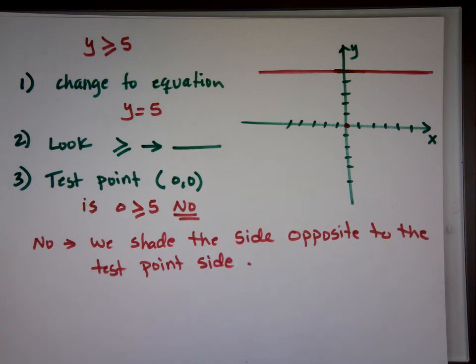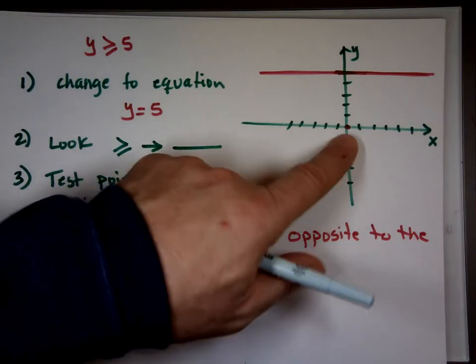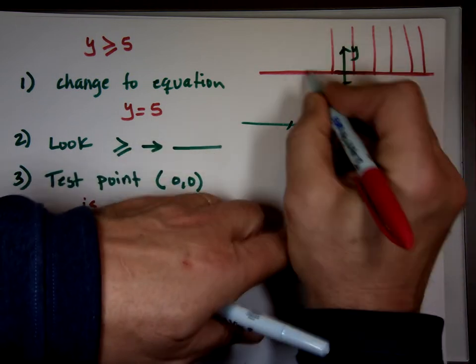So my test point side is below the line. That's where the point is, below the line. Opposite to that will be what? Above the line. Which quadrants? 1 and 2.